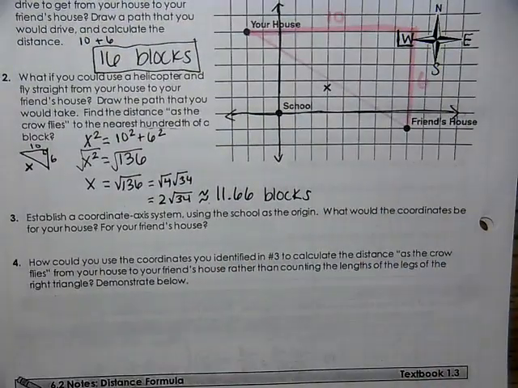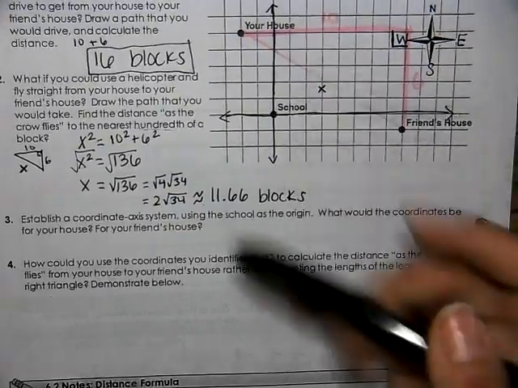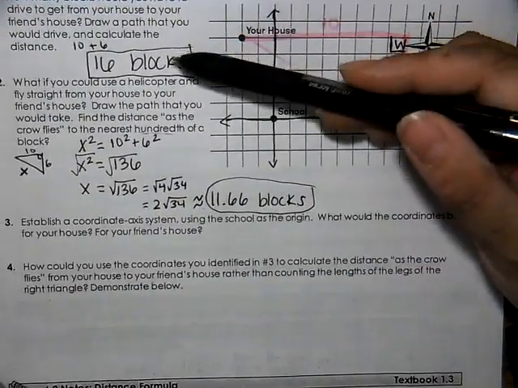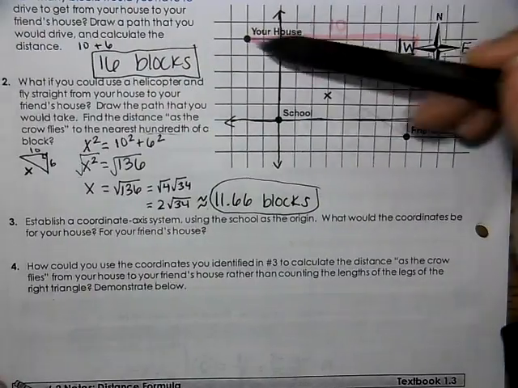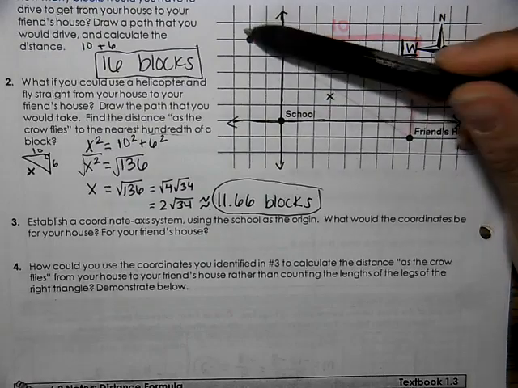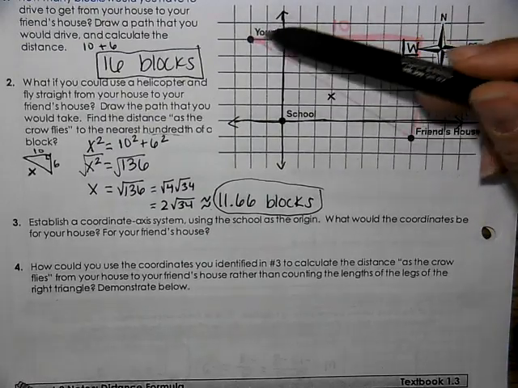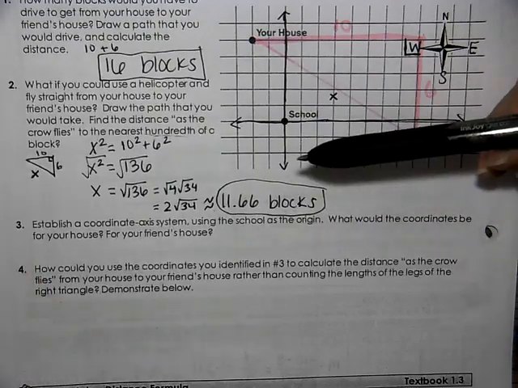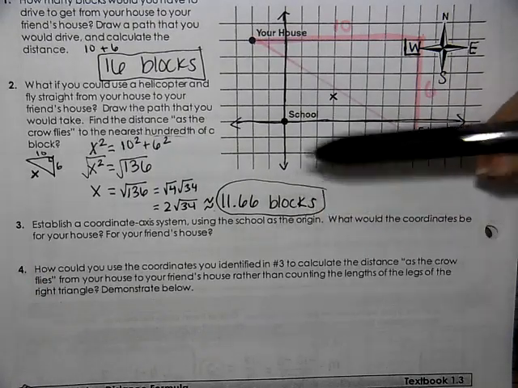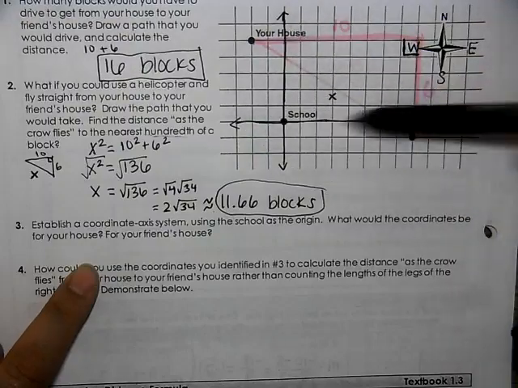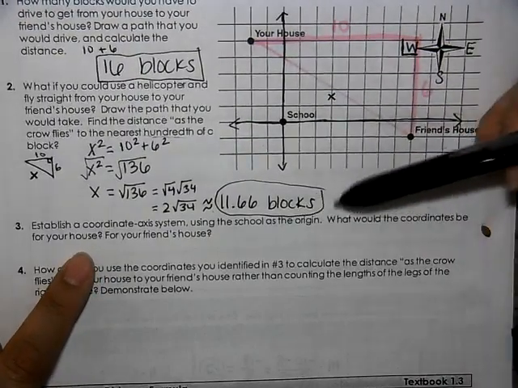Well, that's good news then, because this answer is obviously less than the 16 blocks that we would have had to go if we were driving there. So obviously much quicker to get there straight using a helicopter, or if you were a bird or whatever. And so now it says, can you establish a coordinate axis system? We actually did this already at the beginning, where we drew out the x and the y axis using school as the origin.